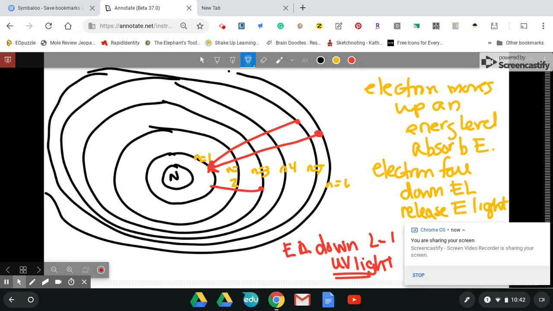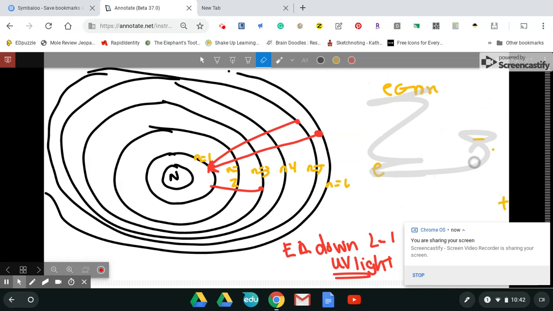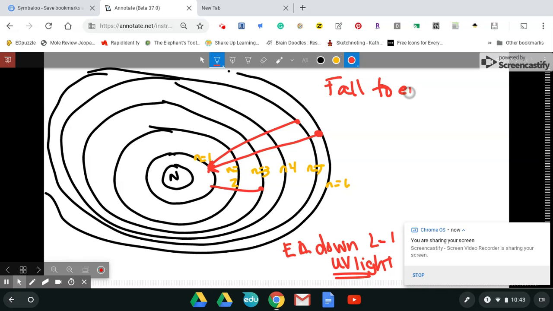Now, I'm going to tell you another kind. Let's say that I'm looking at dropping to energy level 2. So at energy level 2, this is where visible light is. Anytime we fall to the energy level 2, you're going to give off visible light and you're going to give off a specific color.